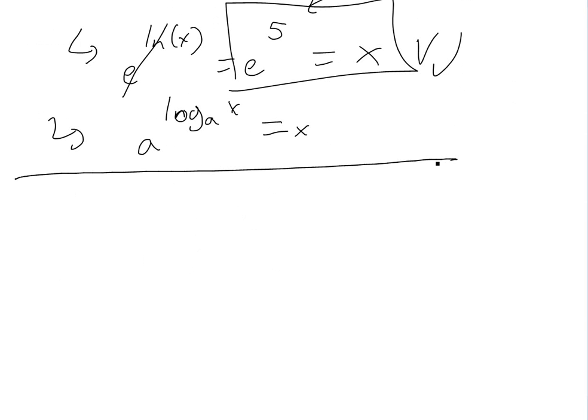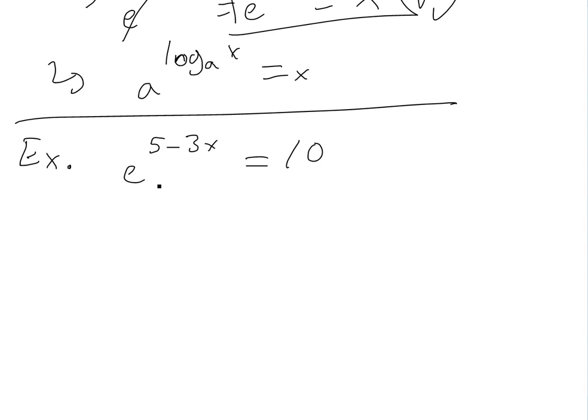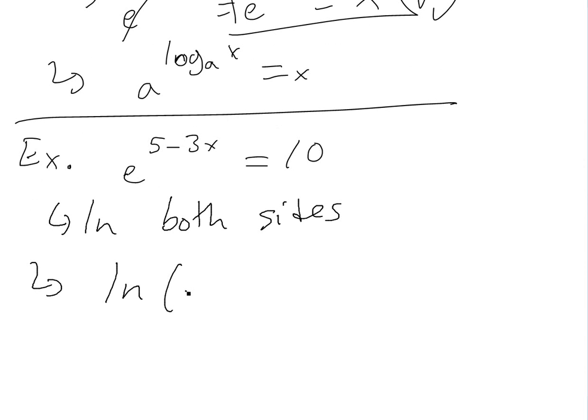So now let's look at another example, a harder one. Let's go with e to the 5 minus 3x equals 10. What you would do here is ln both sides. Because it's base e, we want to get rid of this, so we ln both sides and apply the rules I had before. So you'll get ln e to the 5 minus 3x equals ln 10.